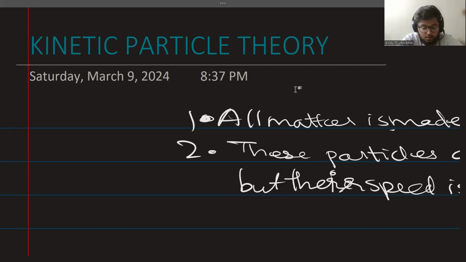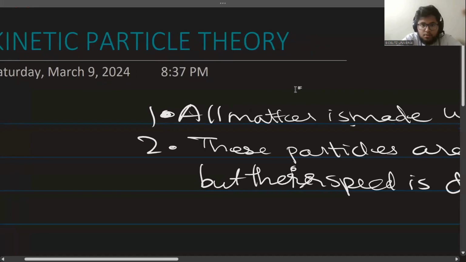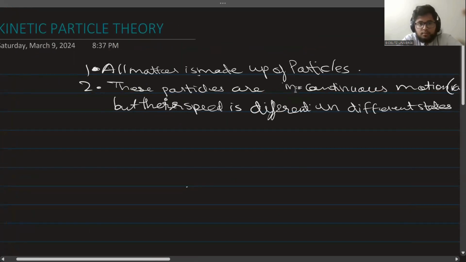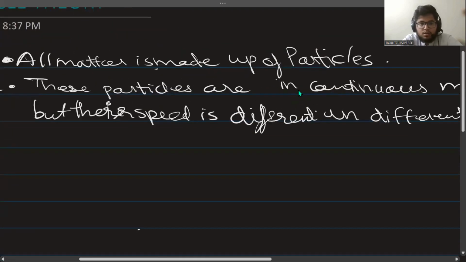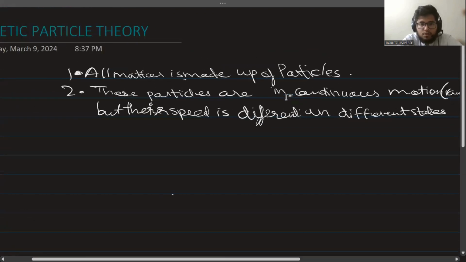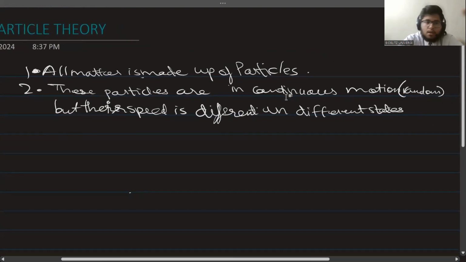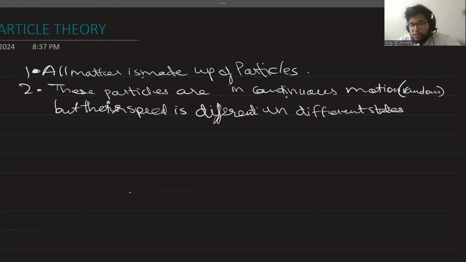In today's lecture we are going to start our new topic of the subject chemistry, which is kinetic particle theory. So what does kinetic particle theory state? It basically states that all matter is made up of particles, okay? And these particles are in continuous motion, but their speed is different in different states. So this is the statement of the kinetic particle theory.